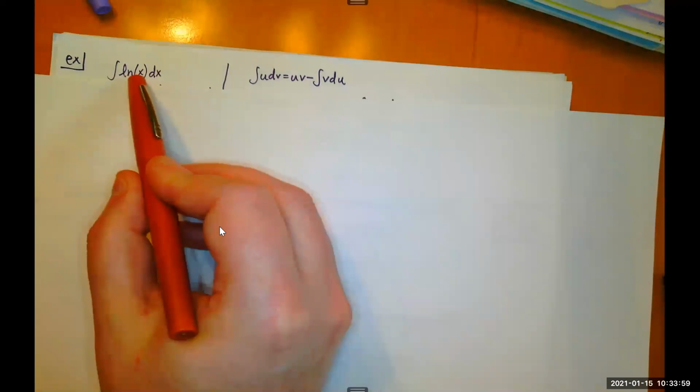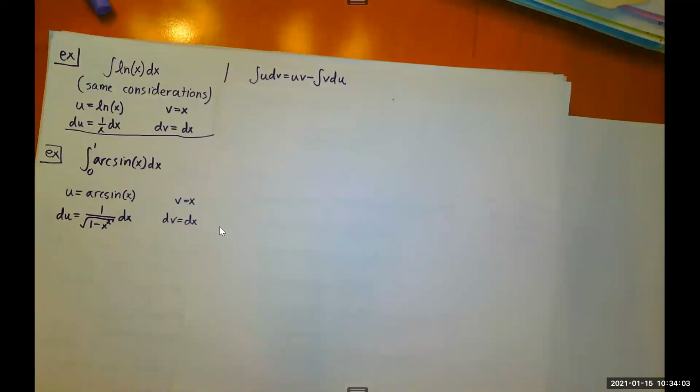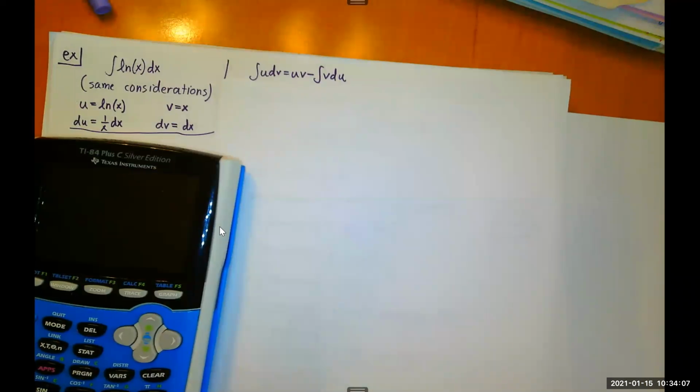So I look here, I do the same considerations I've done before. The problem is I don't have a function to declare as dv unless I get sneaky. There's nothing that says dv can't be just 1 dx or dx. Hey, you learned something. Nice.